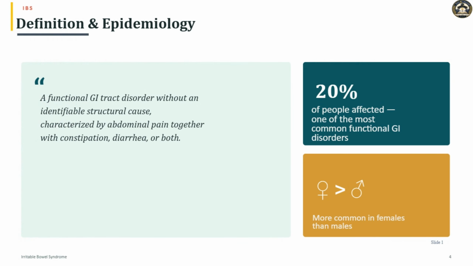Let's start with the definition and epidemiology of IBS. It is defined as a functional GI tract disorder without an identifiable structural cause, characterized by abdominal pain, coupled with either constipation, diarrhea, or both. Approximately 20% of people are affected by IBS, making it one of the most common functional GI disorders. Interestingly, it is more prevalent in females than in males.